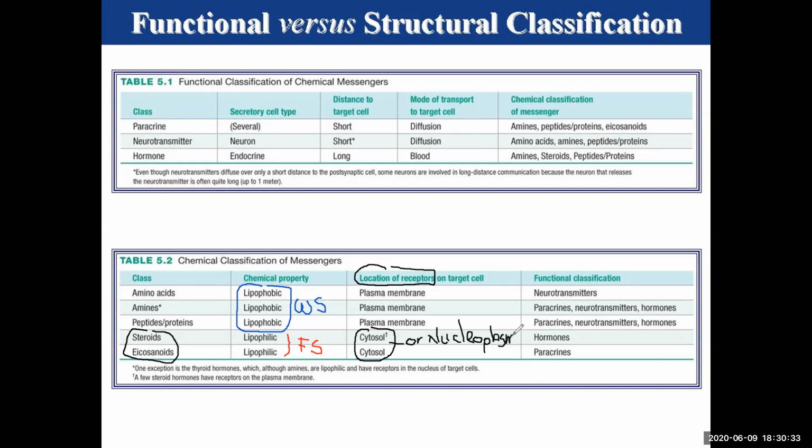So we have the cytoplasm inside the cell, the nucleoplasm inside the nucleus. Right? So all fat-soluble chemical messengers go straight through the cell membrane, the plasma membrane, and straight through the nuclear envelope to get to the nucleoplasm.